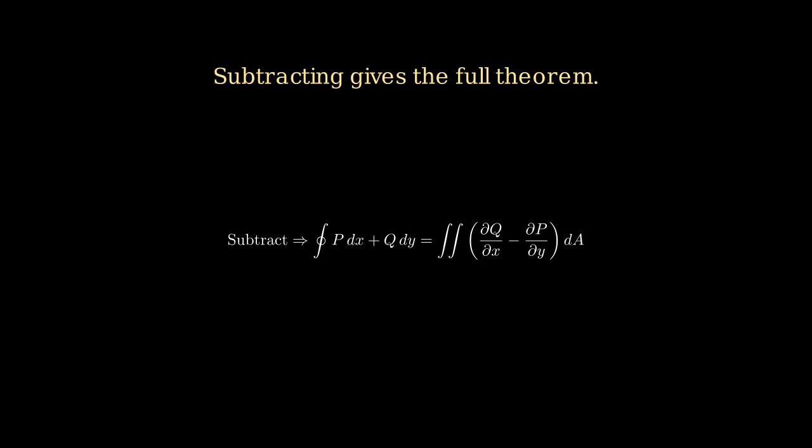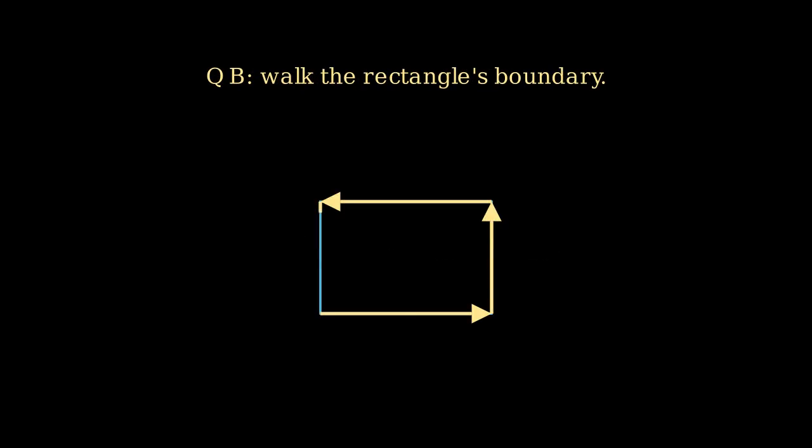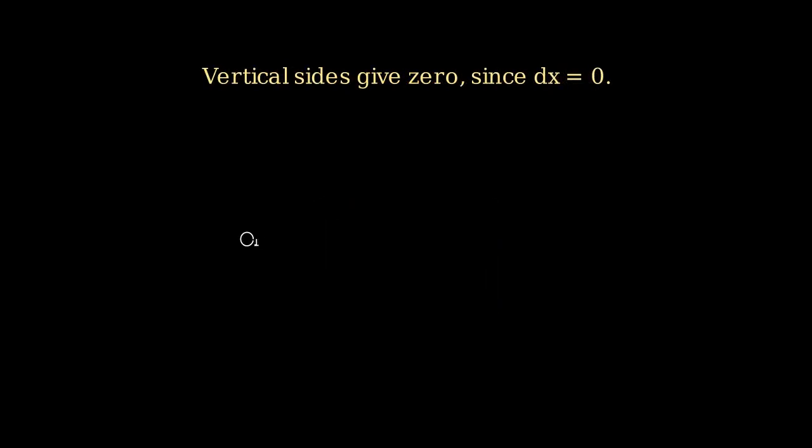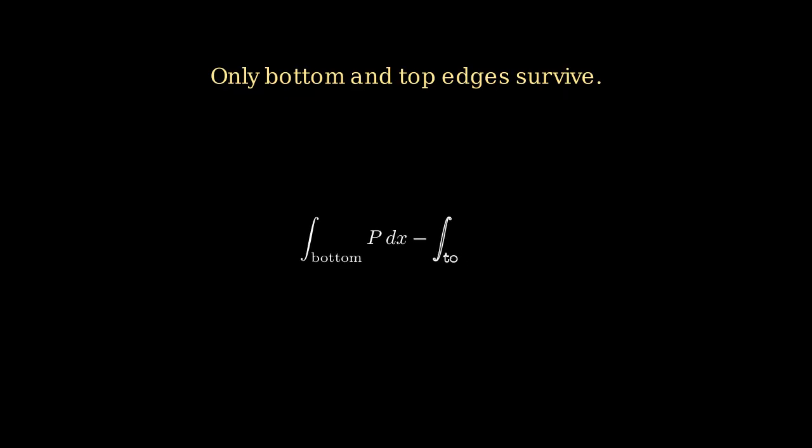Question B, the rectangle case. Step 1, walk the rectangle's boundary. Right along the bottom, up the right side, left along the top, down the left side. Step 2, notice the vertical sides contribute nothing to the P dx integral, since dx is 0 along them. Step 3, the only surviving contributions come from the bottom and top edges, travelling in opposite directions.